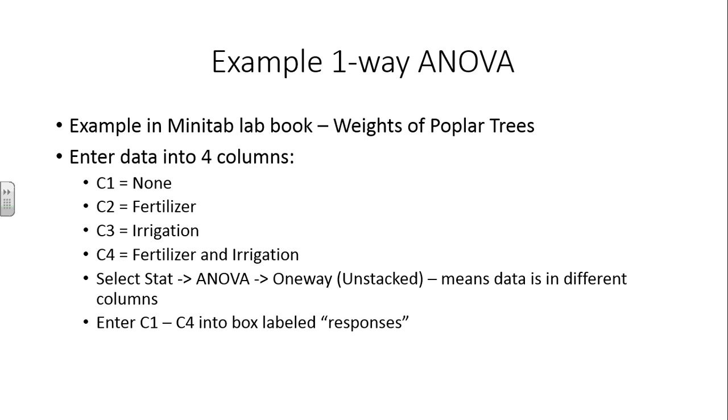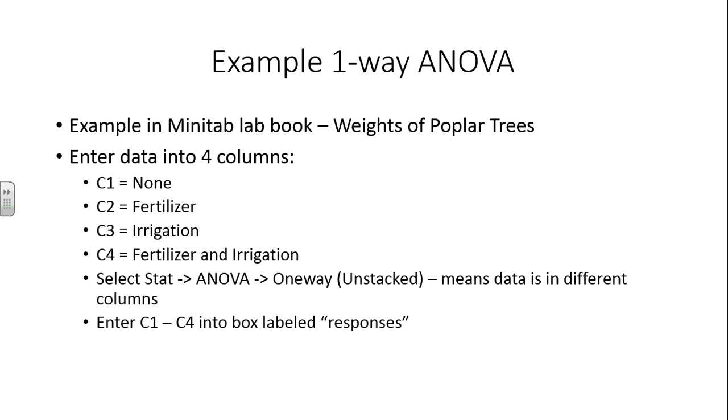Now we're going to select Stat and then ANOVA and then one-way unstacked. Unstacked means we put all of our data into the four different columns. So now we have four different groups that we're going to be comparing to see if the average from them are the same. In this case, the null hypothesis is mu1 equals mu2 equals mu3 equals mu4. The ANOVA test, the alternative is at least one of them is different. The ANOVA test itself does not tell us which one is different. If we reject the null hypothesis, we'll just be finding out that at least one of them was different.